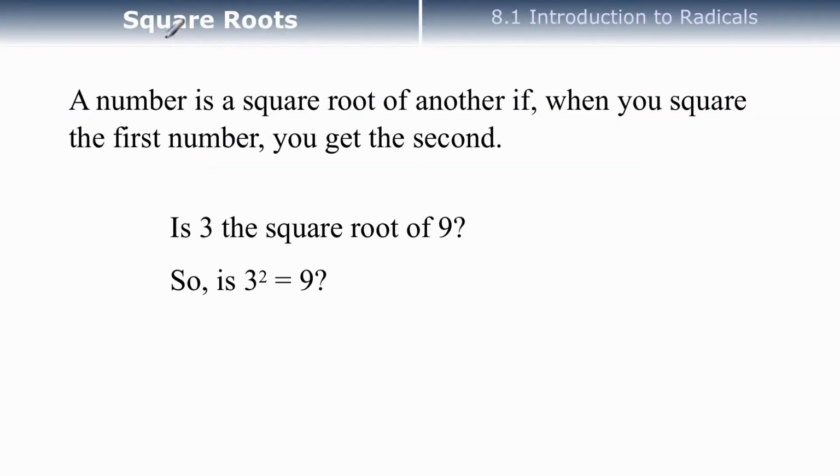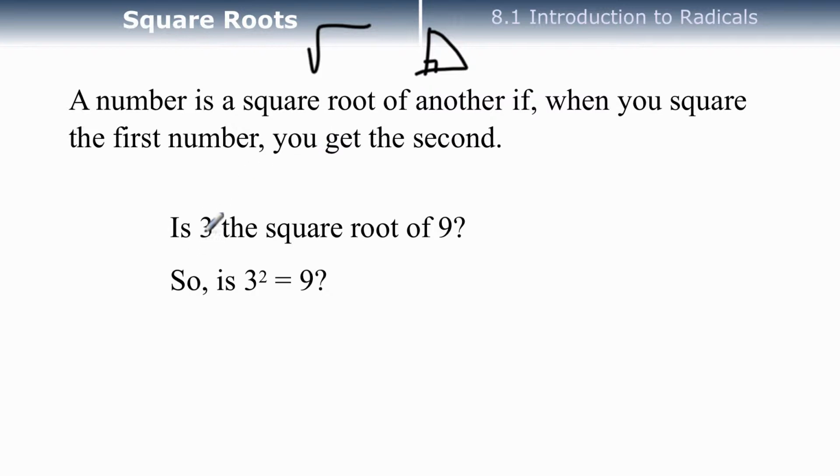First off, one example of a radical is something called a square root. You might have seen that symbol before. We might have used it in relation to right triangles and solving Pythagoras. We'll do that again in this section. But the idea of a square root is that a number is a square root of another if, when you square the first one, you get the second.